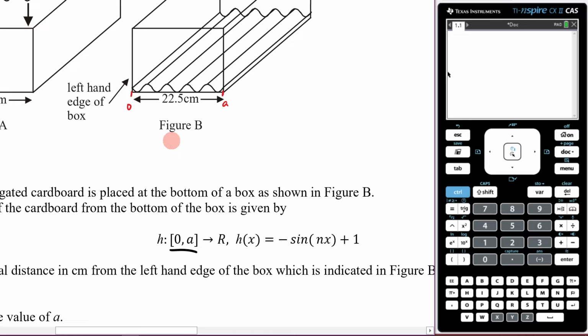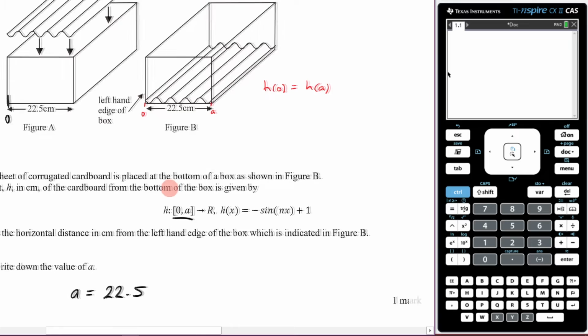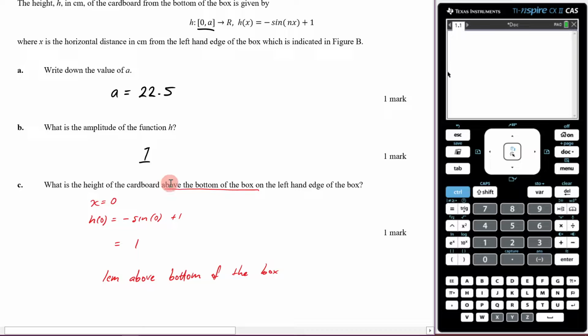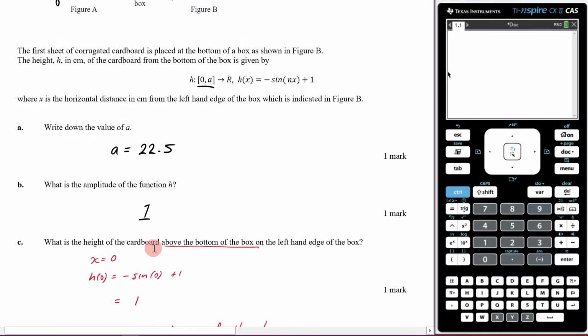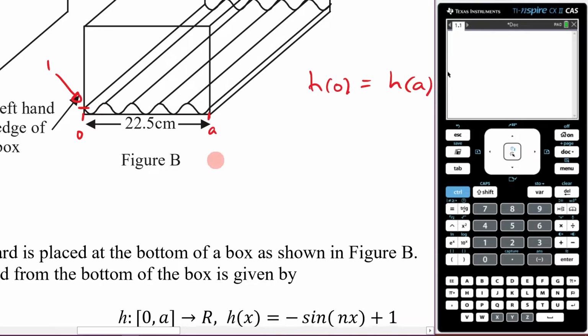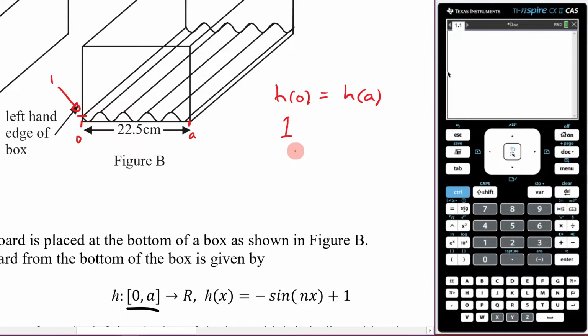Okay, and now what they're telling me is that h of 0 is equal to h of a. Well, do you remember that we found out what h of 0 was? That was in part C, when it asks what's the height of the cardboard above the bottom of the box on the left-hand side edge. We said that x is equal to 0, h of 0 is equal to 1. So it was just getting us to find the height here, and we said the height there was 1. So that means h of 0 is 1. We found that out already. So that must mean h of a is also equal to 1. So this point right here is also 1.